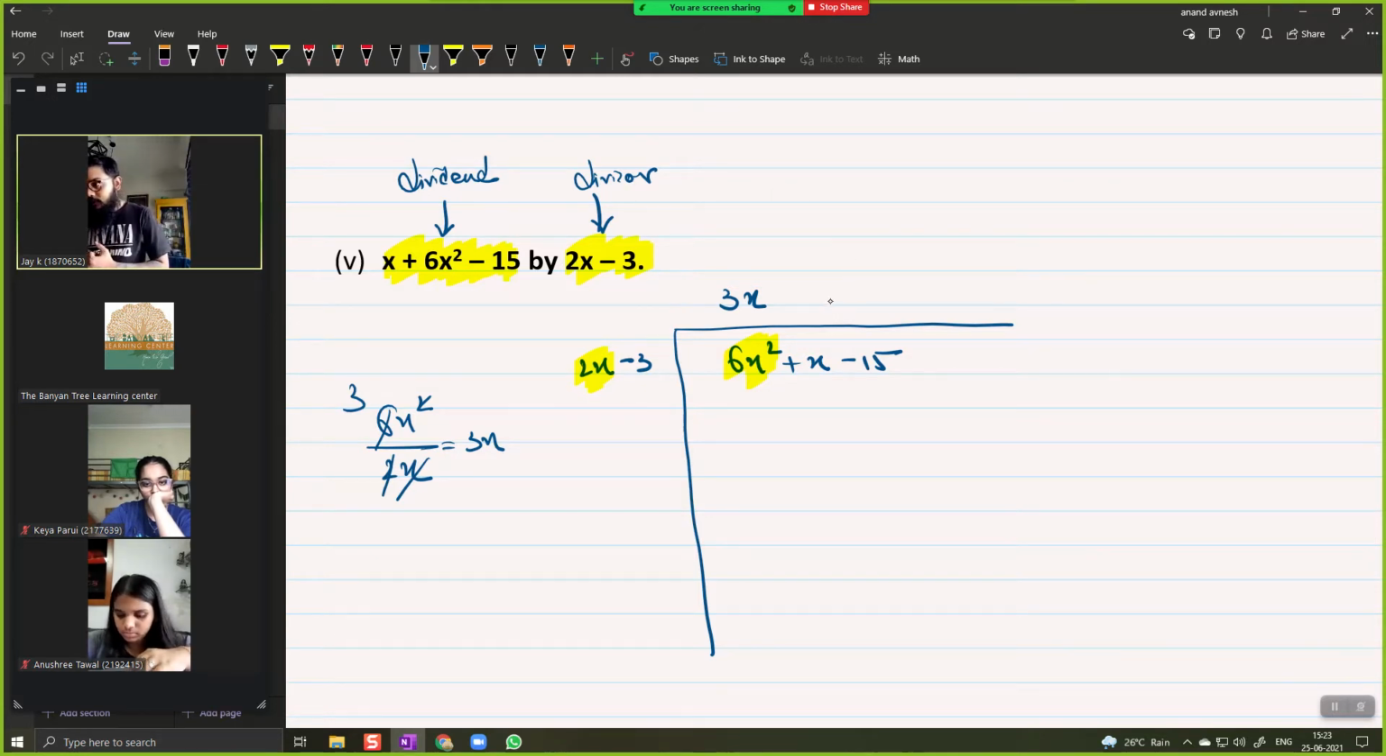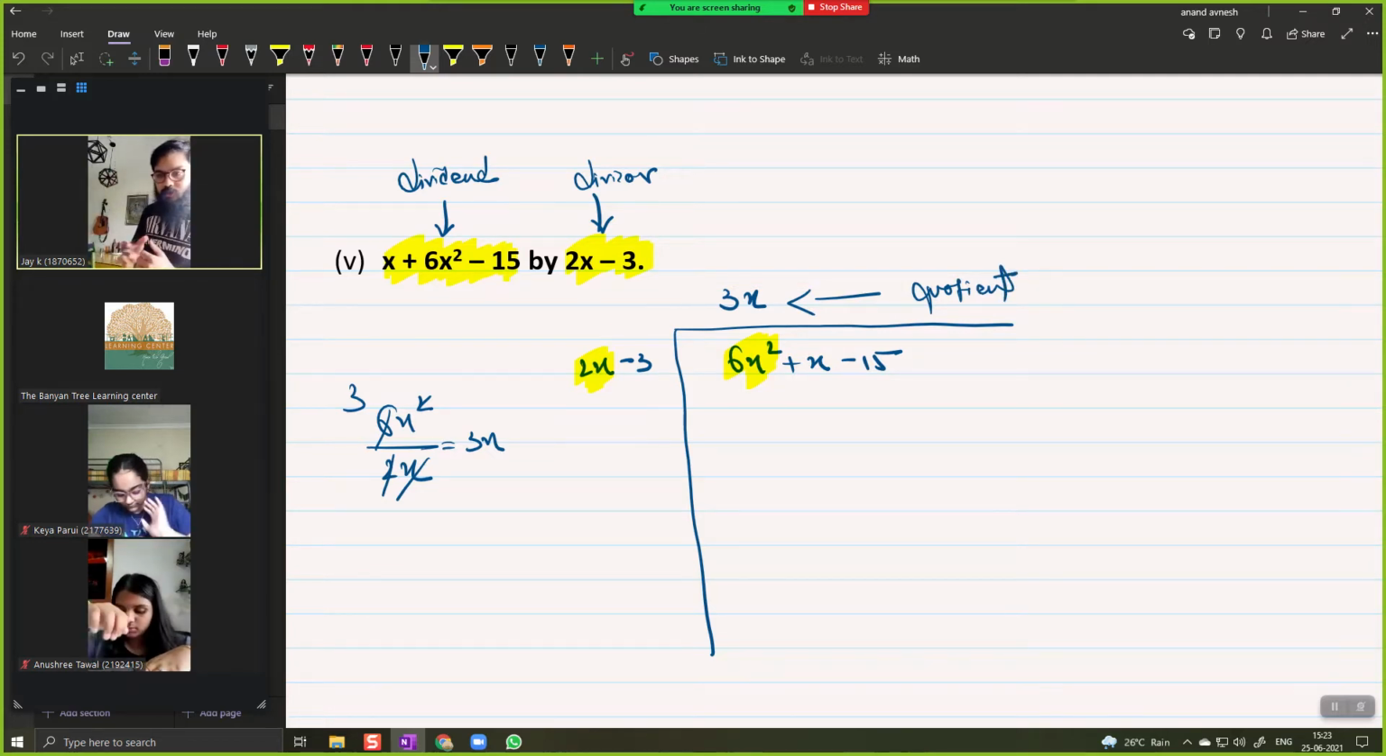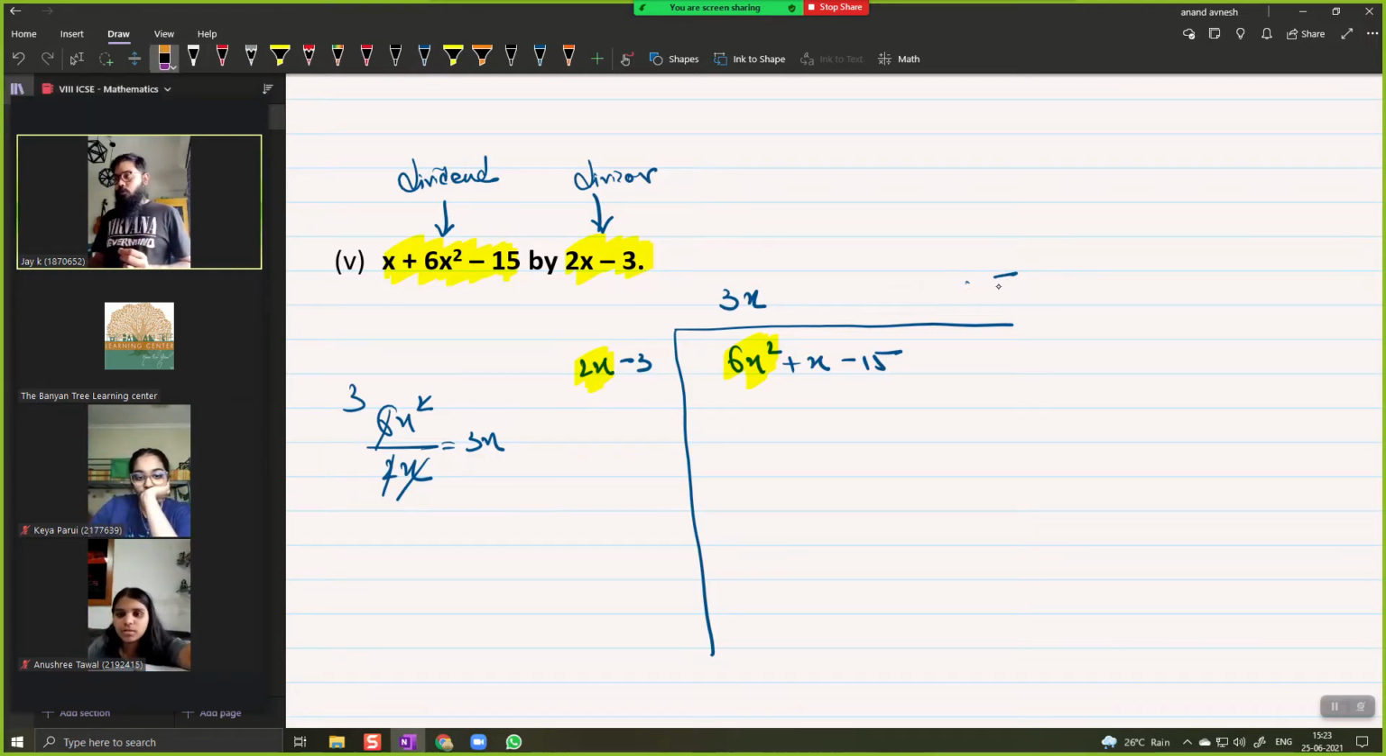What is this? This is your quotient. You're familiar with these terms, right? Dividend, divisor, quotient, remainder. Okay, so 3x will become the first term of your quotient. Now the next step is to multiply this first term of the quotient with the first term of your divisor. So you will multiply 3x with 2x.